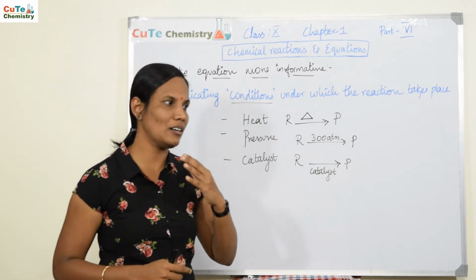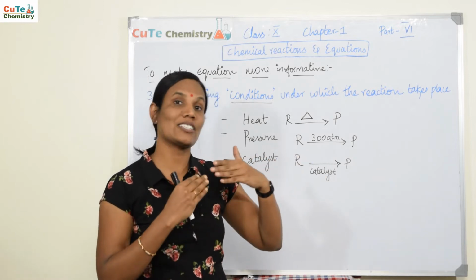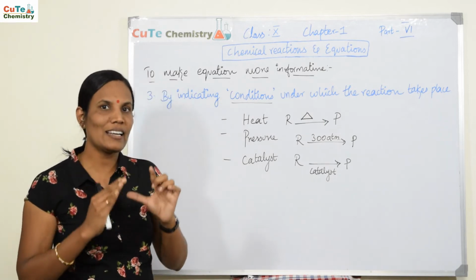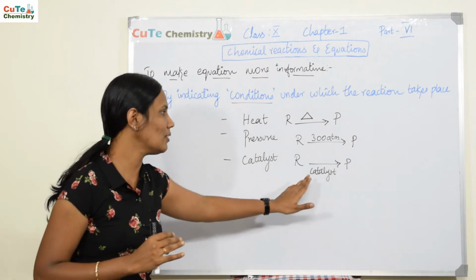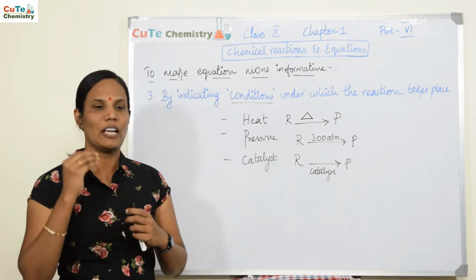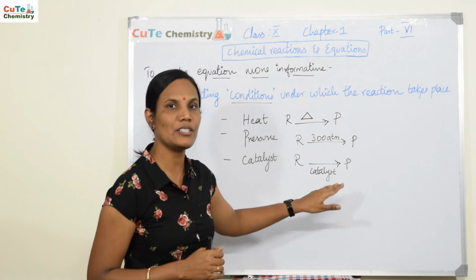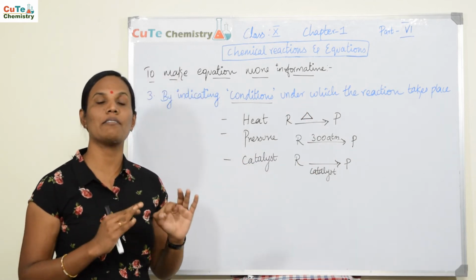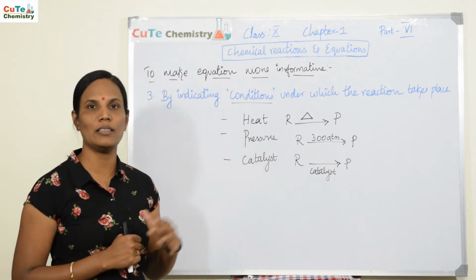Either it will change the rate of the reaction: the reaction can occur fast or the reaction may happen slow. The catalyst itself will never undergo any change. That is the nature of a catalyst. Some reactions need a catalyst. If there is a catalyst, then the reaction will take place. So that is also a condition for a chemical reaction. If you represent all these things, then the equation will become more informative. So let us see some examples for all these things.